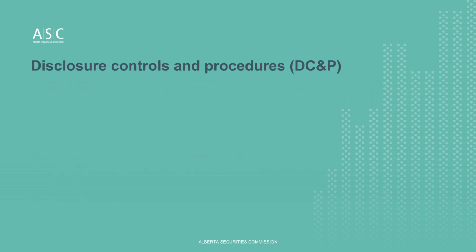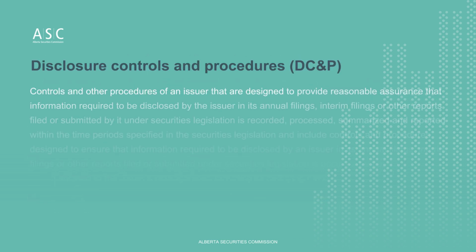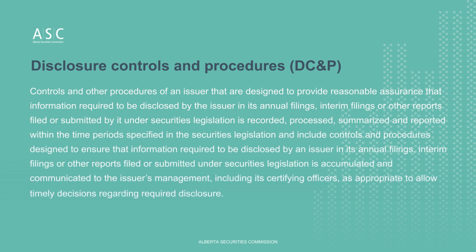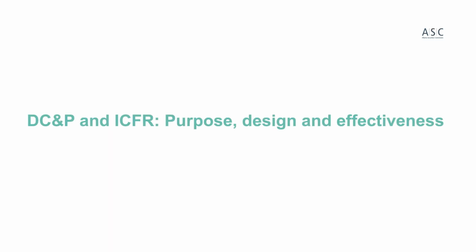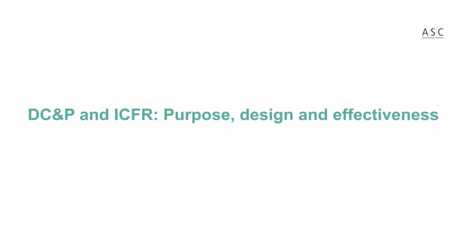DC&P is broader and pertains to the processes designed to provide reasonable assurance over the reliability of all information required to be reported by an issuer in accordance with securities legislation. Pursuant to National Instrument 52-109 and Form 52-109F1, non-venture issuers must establish and maintain DC&P and ICFR.